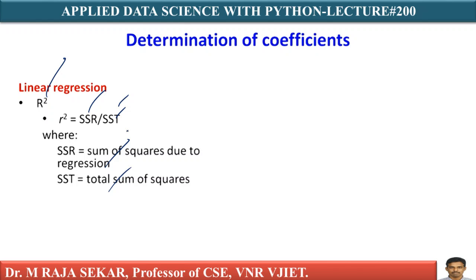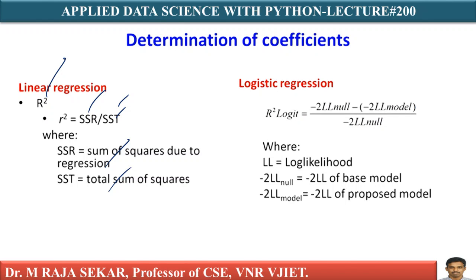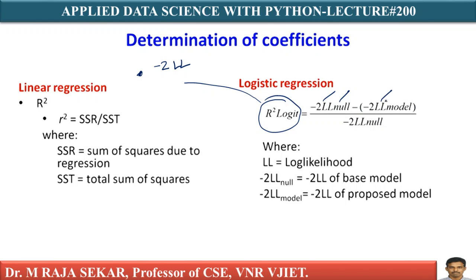The equivalent term in logistic regression is pseudo R square. Another term for it is R square logit. How can I define this one? It is minus 2 LL null minus minus 2 LL model, divided by minus 2 LL null. This null model is the base model, isn't it?